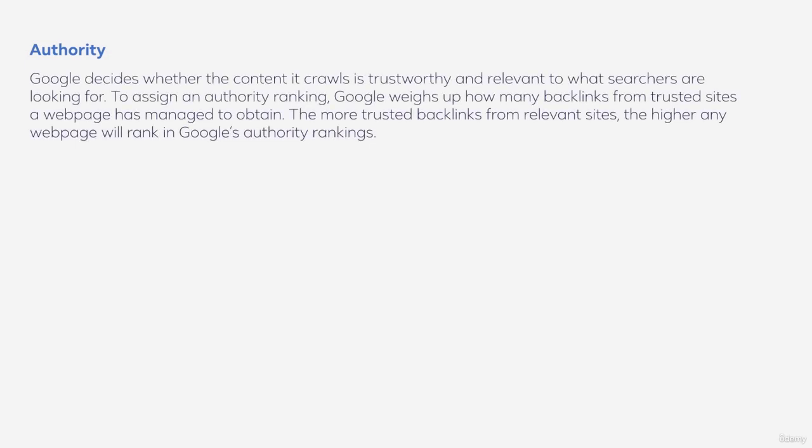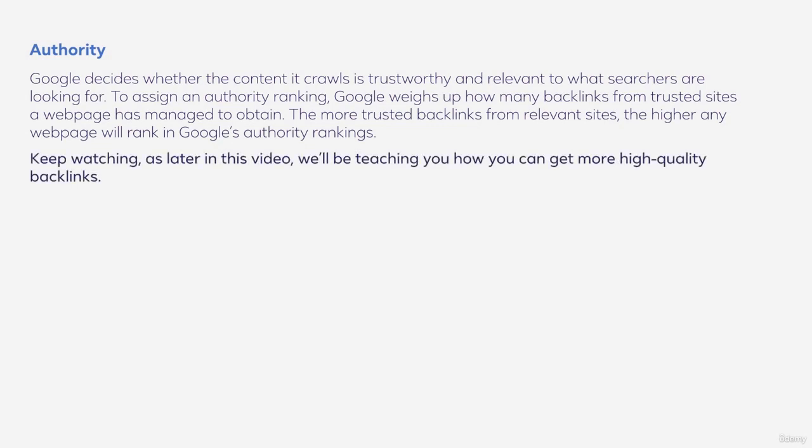Authority. Google decides whether the content it crawls is trustworthy and relevant to what searchers are looking for. To assign an authority ranking, Google weighs up how many backlinks from trusted sites a web page has managed to obtain. The more trusted backlinks from relevant sites, the higher any web page will rank in Google's authority rankings. Keep watching, as later in this video we'll be teaching you how to get more high-quality backlinks.